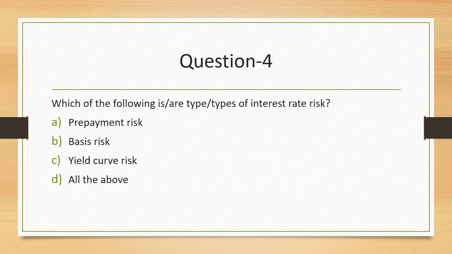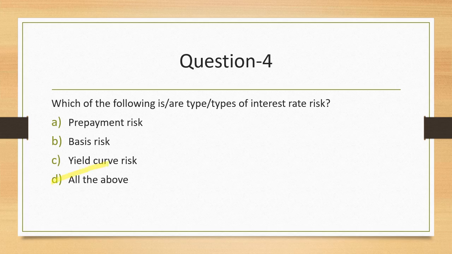This takes us to question 4. Which of the following are types of interest rate risk? Interest rate risk is a type of market risk, but effectively if you see prepayment risk, basis risk, yield curve risk, all of them are part of interest rate risk. So we can safely conclude that the answer is D.